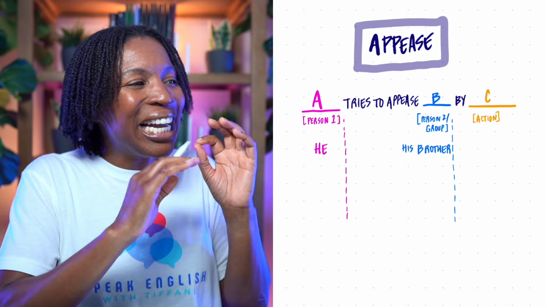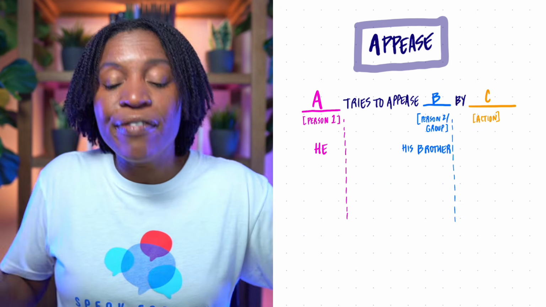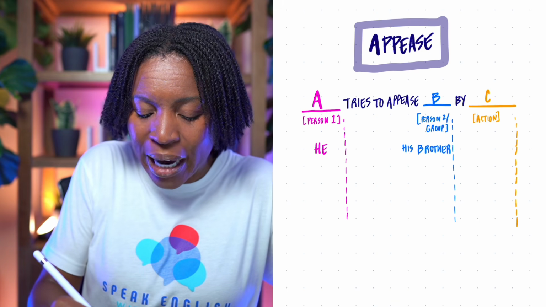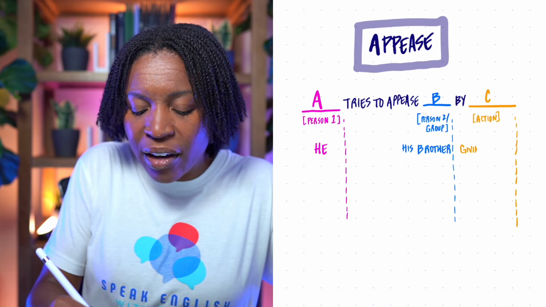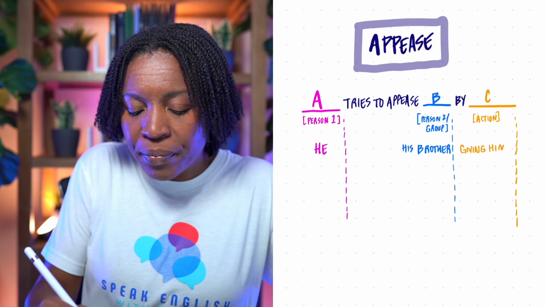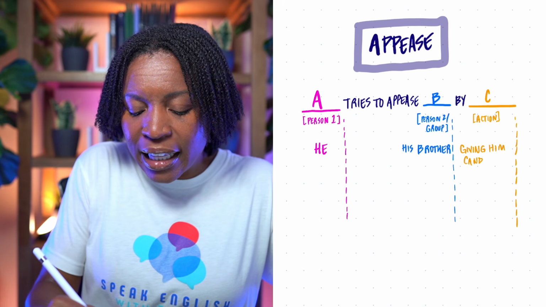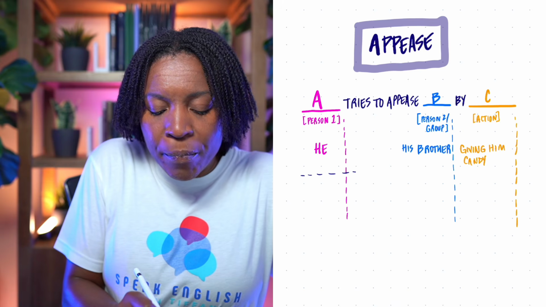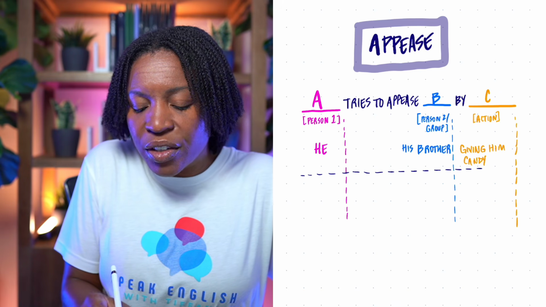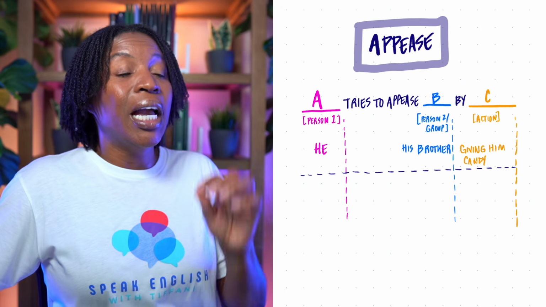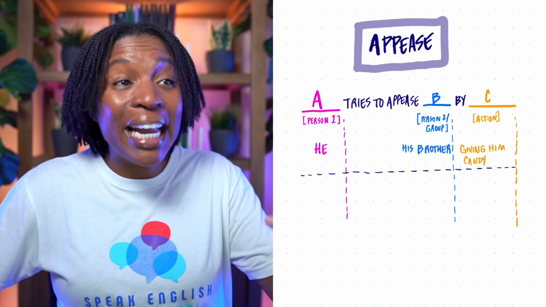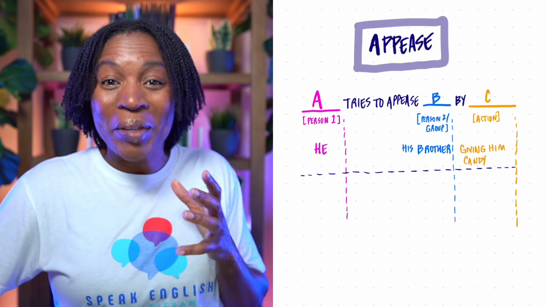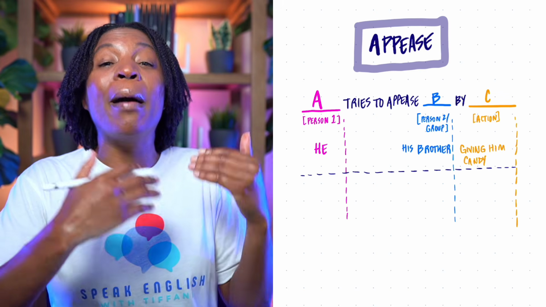So what is the action? Giving him candy. Again, we're writing our first sentence. So we have the action, giving him candy. This is our first example sentence. So now the full sentence using our simple sentence structure is, he tries to appease his brother by giving him candy. Makes sense, right? We're talking about the word appease.